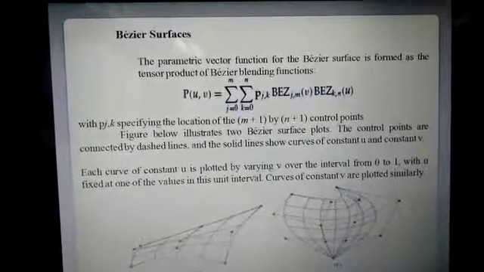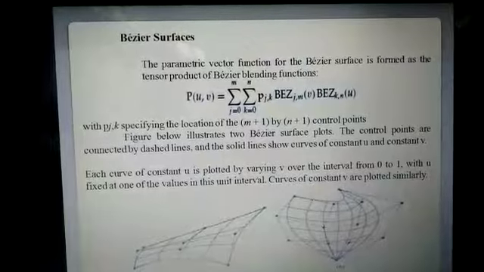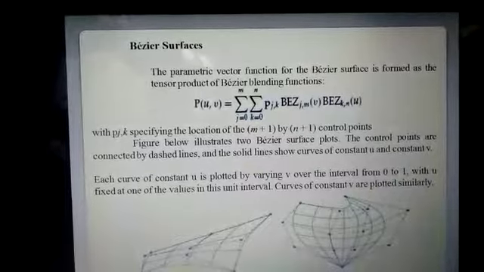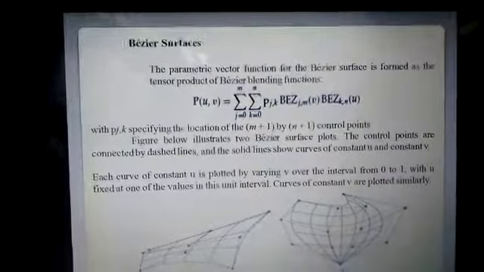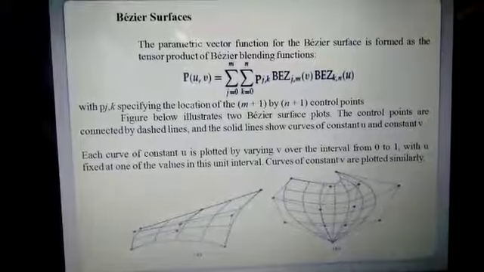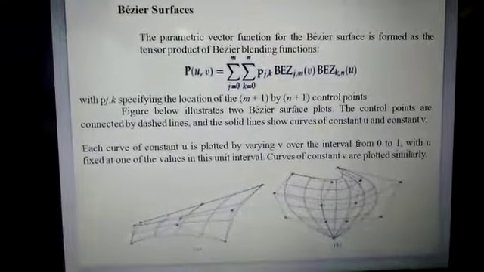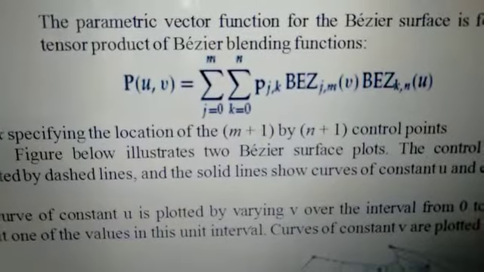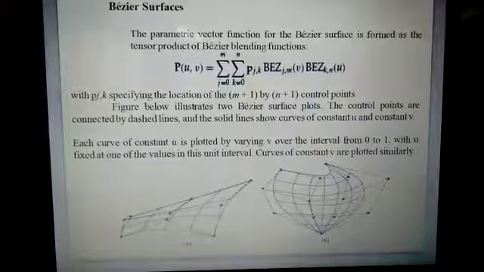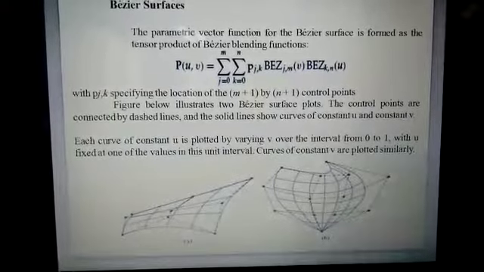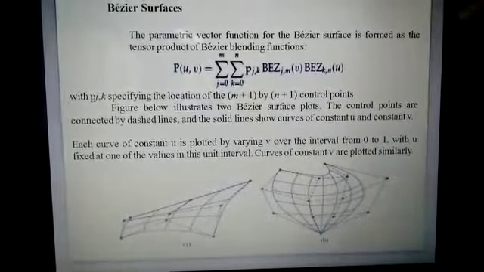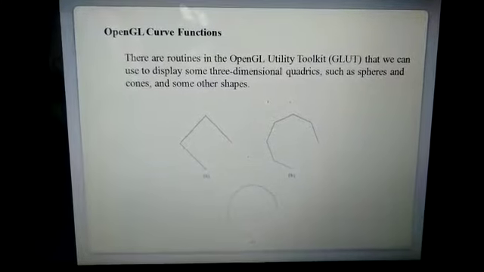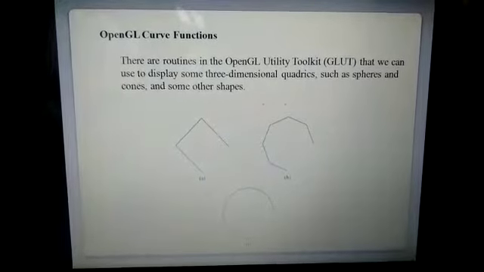Coming to the Bezier surfaces, we can generate the Bezier surface patches through the blending functions. If P is a 4x4 array of control points, P is equal to P of ij. Rather than ij, we can use uv also. Then the corresponding Bezier patch could be given with respect to the formula P of uv. Each curve of constant u is plotted by varying v over the interval from 0 to 1. OpenGL includes some of the curve functions with respect to the pictorial representation included in the GLUT library.